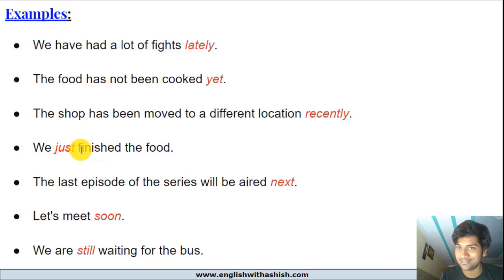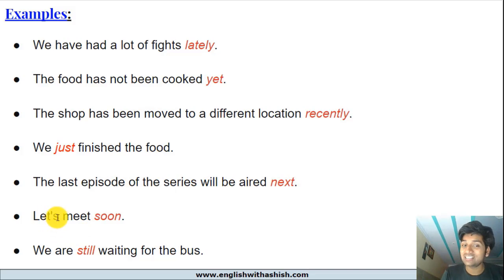Oh, it's finished. The last episode of the series will be aired next. The last episode of the series will be aired, broadcasted when? Next. So something is going on, and after that, that's the time when something is going to happen. That's the time when the last episode of the series will be aired.